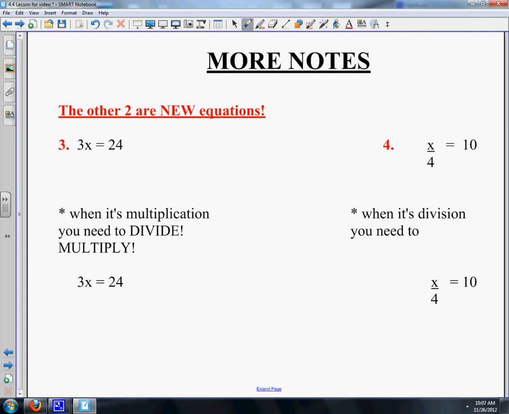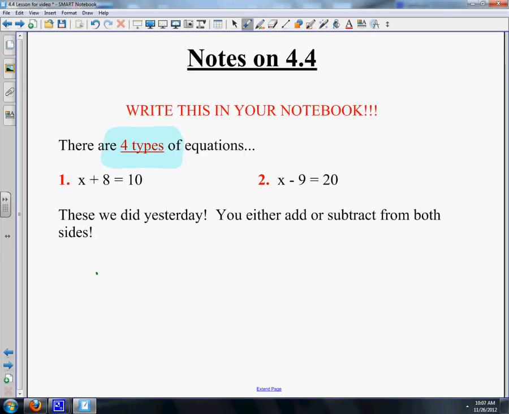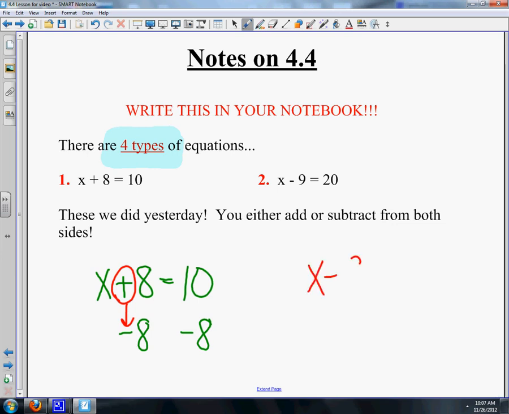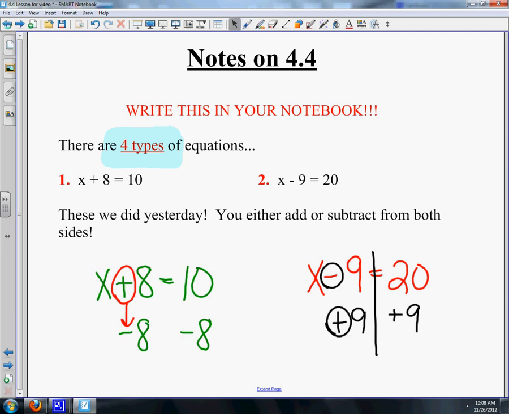So when it's multiplication, you need to divide to simplify. Just like back here, when I had x plus 8 equals 10, what I end up doing is I minus 8 from both sides. I do the opposite. This is add, I end up subtracting. If it is subtraction, I end up adding 9 to both sides of the equation. So if it's subtraction, I added. So I did the opposite.